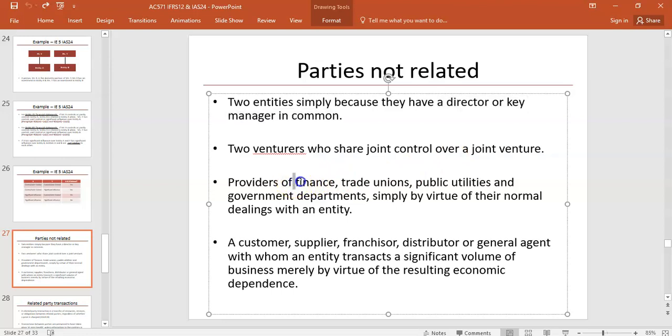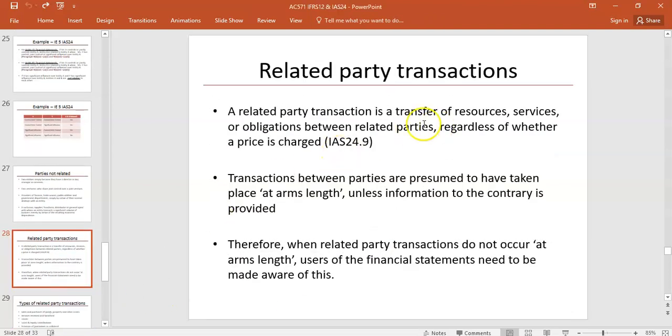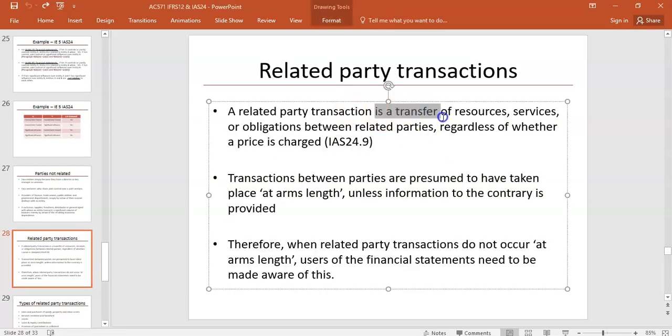A bank, provider of finance, a trade union, or government department are not related parties to the company. Or any large customer or supplier, just because they have large transactions, is not a related party. So IAS 24 is very explicit on the exclusions as well, and they're often the easier ones to focus in on. So the transactions themselves then: any transfer of resources, services or obligations must be disclosed.